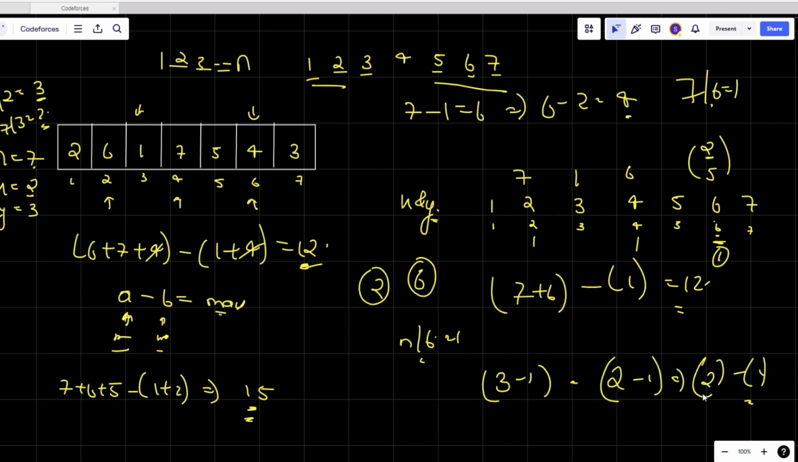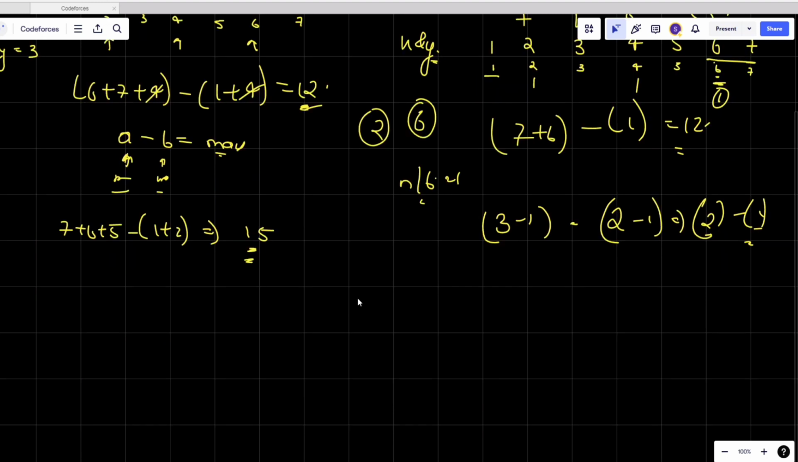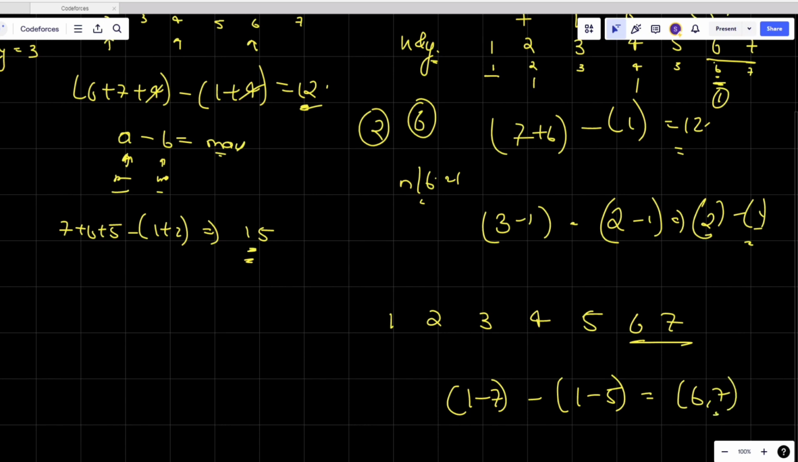Simple. Now as I have to take 2 maximum values and 1 minimum value, I'll take out this sum and I'll just subtract them. Okay, now how to get this sum? It is also very simple. We have discussed it earlier in some questions. As I have to find the sum of these 2, I'll first find the sum of all the elements, that is from 1 to 7, and I'll subtract the sum from 1 to 5. Then I'll have the sum of 6 and 7.